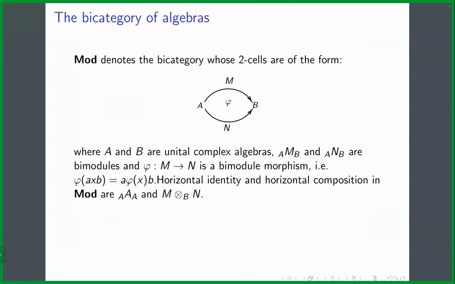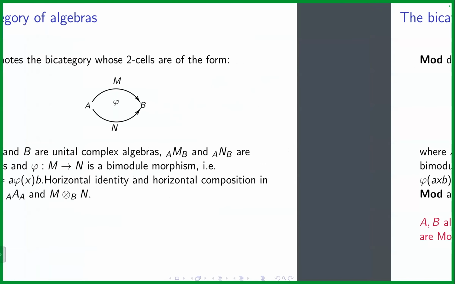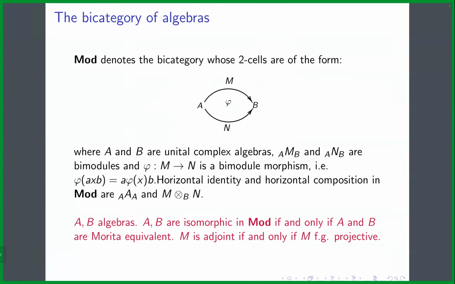Horizontal identity and horizontal composition in Mod are provided by the trivial bimodule associated to an algebra and the relative tensor product construction. If A and B are algebras, then A and B are isomorphic, or weakly isomorphic, in Mod if and only if A and B are Morita equivalent, and a one cell M is adjoint if and only if, as a bimodule, it is finitely generated and projective. So this bicategory Mod contains some very nice information about the general theory of representations of complex unital algebras.